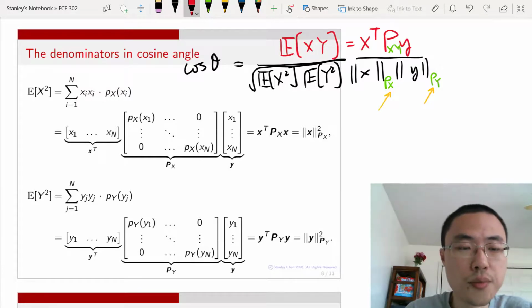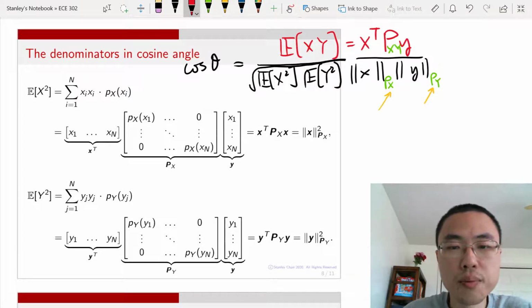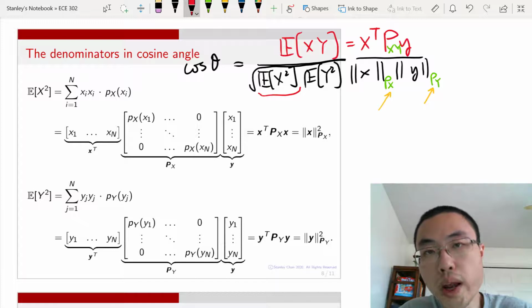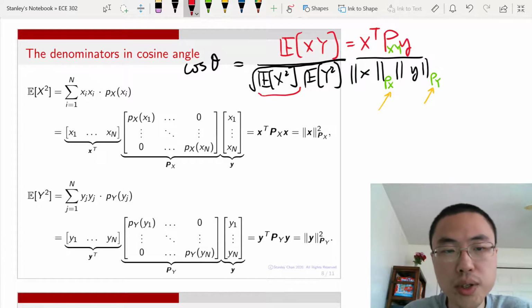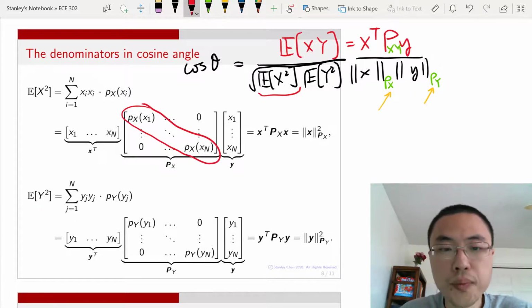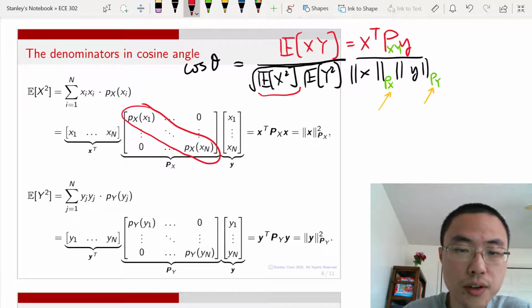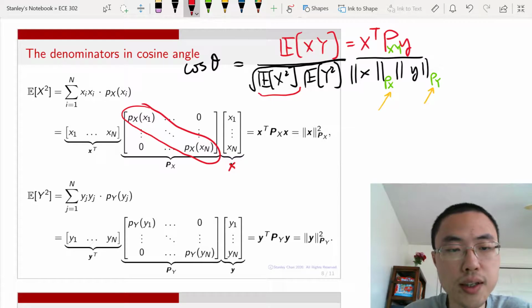So in this slide, I'm showing you the meaning of this Px and Py. We can start off with the term, the expectation of x squared. You can write down the definition: it will be the summation of x squared times your marginal PMF. How to calculate this? Well, I can construct a matrix, Px, which is a diagonal matrix. Along the diagonal, I have all the PMF values. Then I have this column vector of x that contains all the elements, x1 through xn, and here I have another row vector containing x1 through xn.